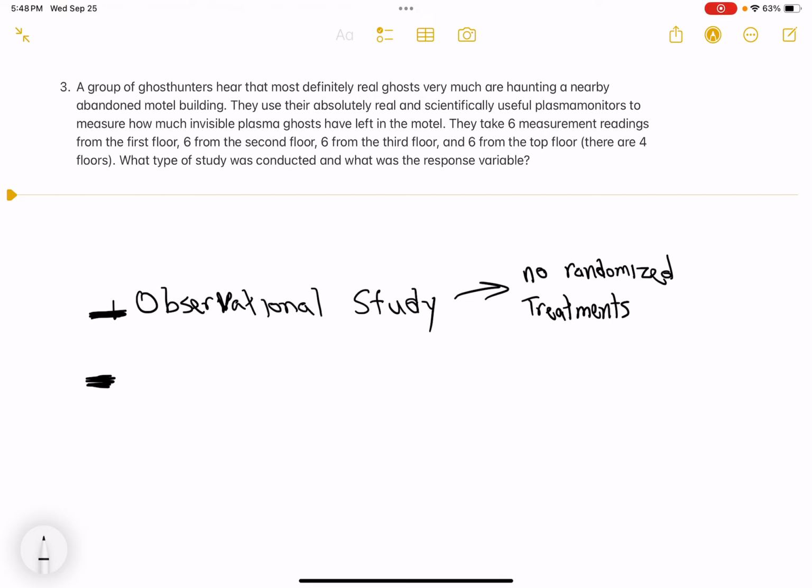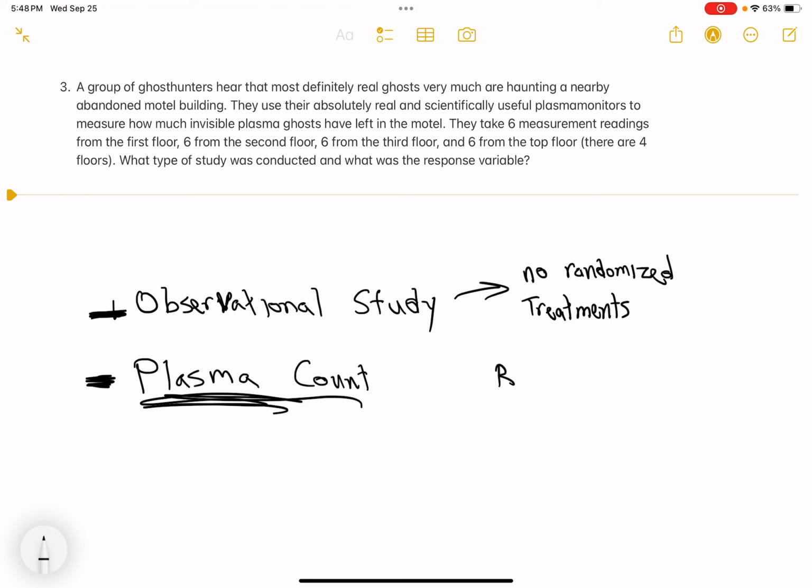Okay, now on top of that, it also asks, what was the response variable? Super important to be able to identify this. In this case, it was the plasma count. I'm obviously making up what a plasma count is. I also don't know if that's actually how fake ghost searchers or ghost hunters determine if samples are there or not, but they're looking for plasma count.